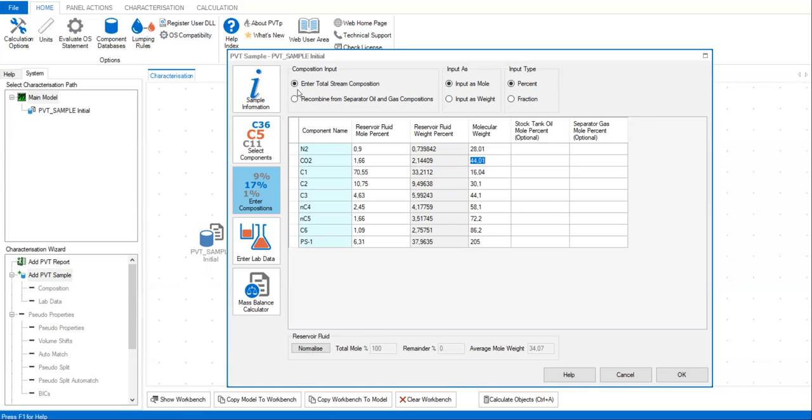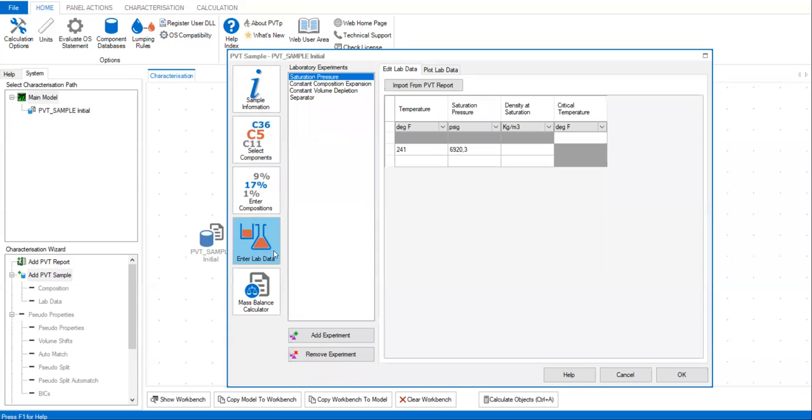And then for the composition input, of course, enter total stream composition, input as mole in my case, and percent for input type. And then enter lab data. This is very, very important. So we have 4 experiments. The first one is saturation pressure. This is the temperature and the saturation pressure in PSIG. Of course, you can import from PVT report, but in this case, I already have this prepared, populated with the data.